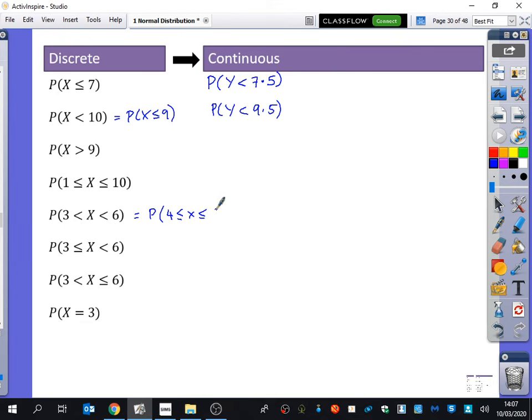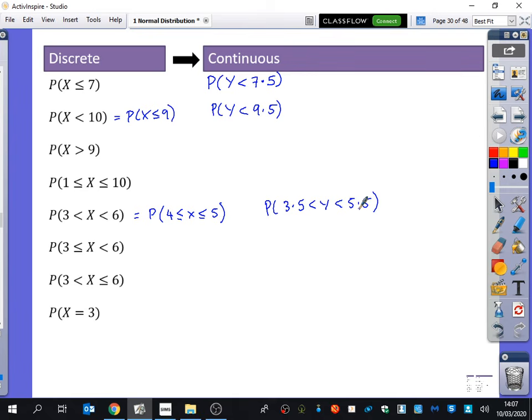I'm not in continuous, I'm still in discrete. I'm still talking about x. I'm saying this is the same as this. So then when you go into continuous, we're saying it's got to be greater than or equal to 4, which means y is between 3.5 and 5.5. What you can check here is that 3.5 would round to 4, so that's good, and 5.5 would round down to 5. So it does fit, okay?